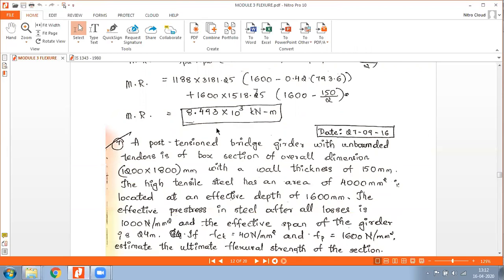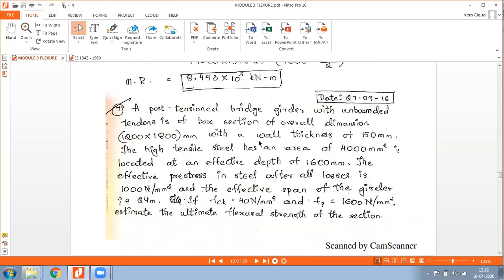Next type of problem. It is a box girder, a post-tension bridge girder with unbonded tendons. Means again we need to follow table number 12. Of box section of overall dimensions 1200 by 1800 with wall thickness of 150 mm. Say overall breadth of the beam is 1200 mm. Overall depth of the box section is 1800 mm. The wall thickness is 150 mm.